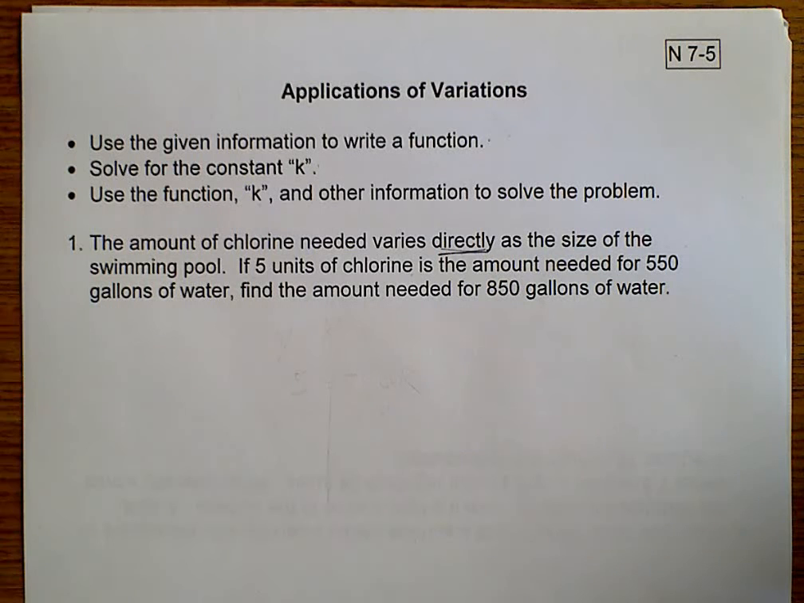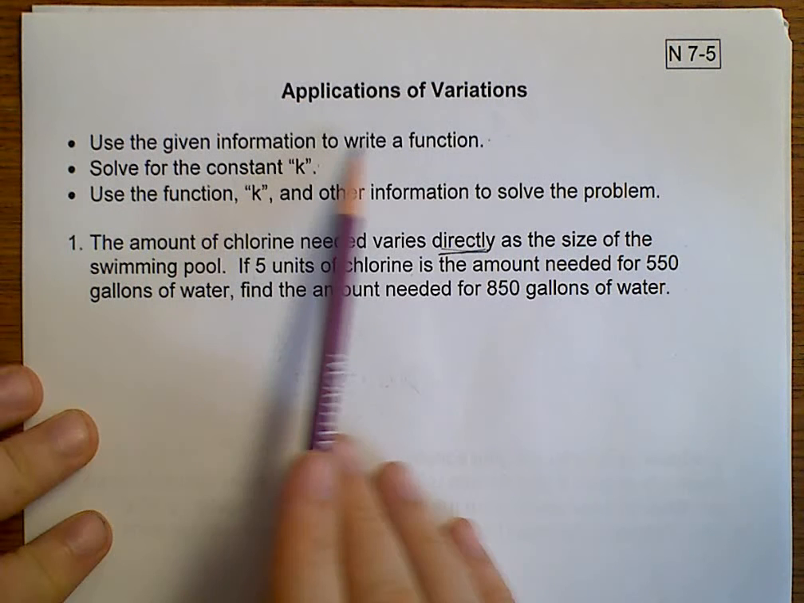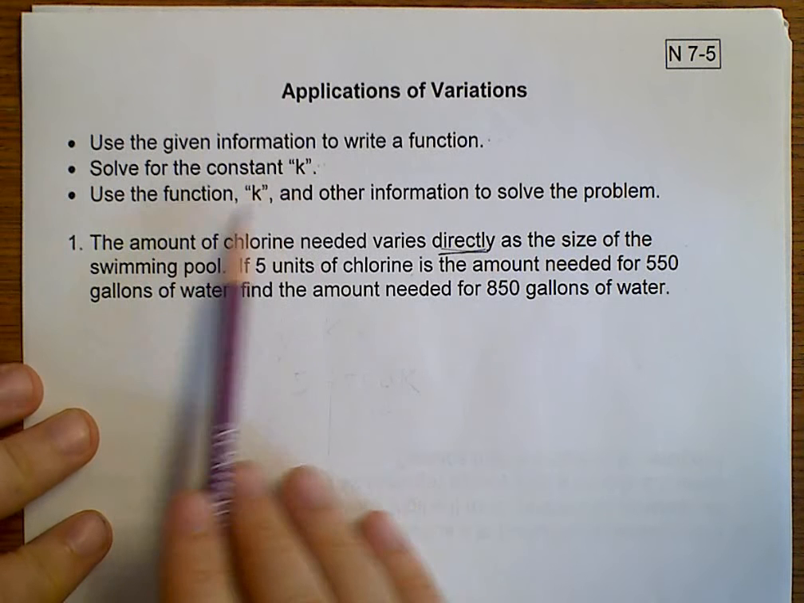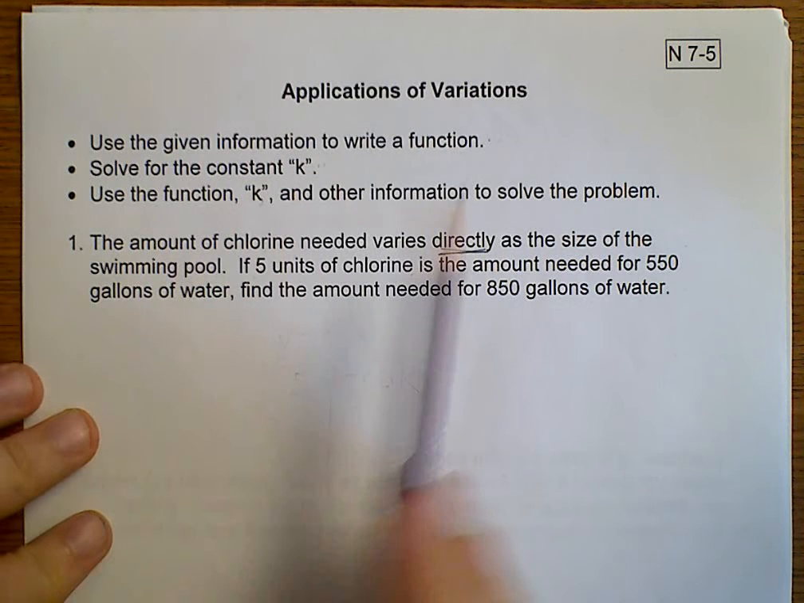Hello, this is Algebra 2, topic 7-5, application of variations. Now in 7-4 we reviewed direct variation, inverse variation, and joint variation. Today we're going to use the same things but in word problems. So we're going to use the given information to write a function, solve for k in that function, and then use what we found to get the answer.